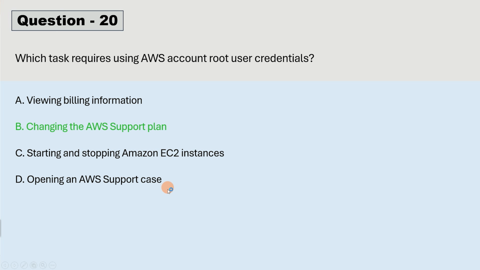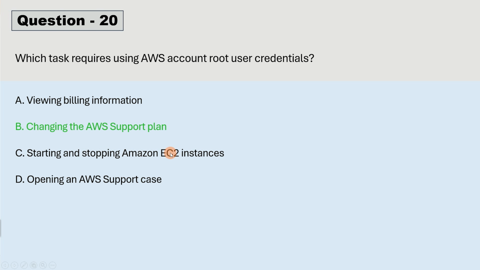Suppose, okay, let me just give you a scenario. You are owner of your organization and you are having root user credentials. But if another employee working in your organization wants to open a support case with AWS, they should be able to, because they could not ask every time that please open the case for me. So that is not possible, right?